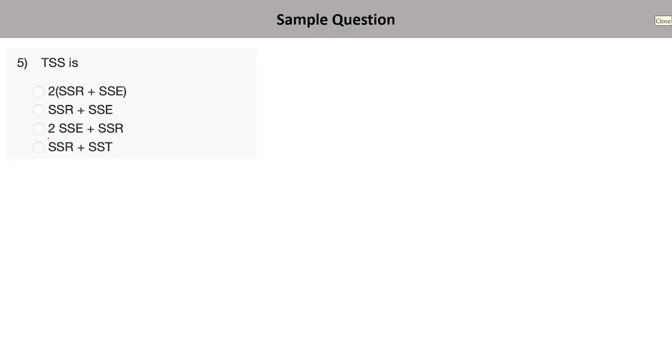TSS is, there are four options: 2 in bracket SSR plus SSE, SSR plus SSE, 2 SSE plus SSR, and SSR plus SST.